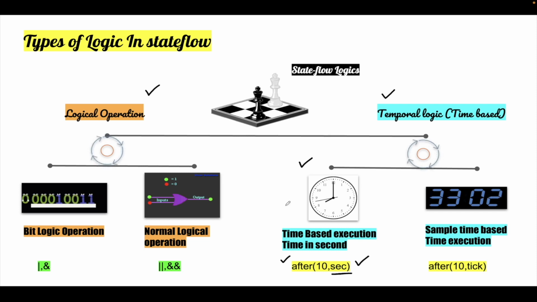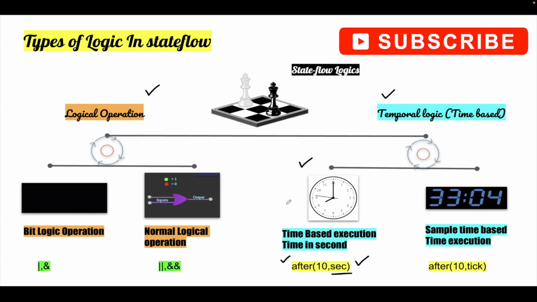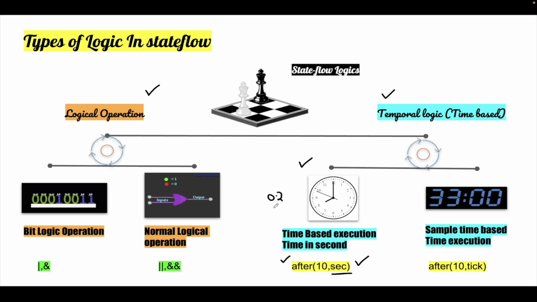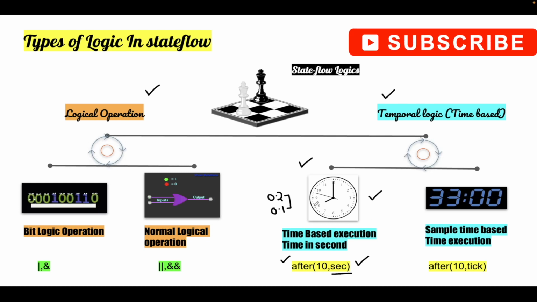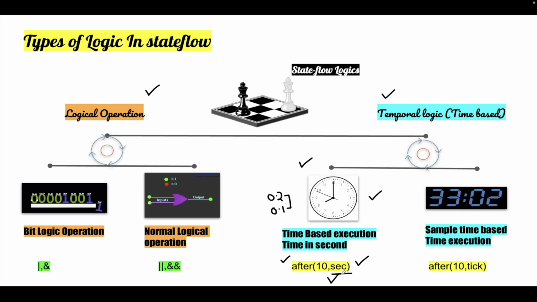When we use seconds while defining the temporal logic, we consider absolute time, which is in seconds. Based on that, the behavior of the Stateflow is defined. So suppose I have a model of sample time 0.2 and I have the same model with sample time 0.1. Then for both sample times, the model will behave the same. So this sample time based operation is not impacted by this type of logic when we are considering seconds, which is basically absolute time.